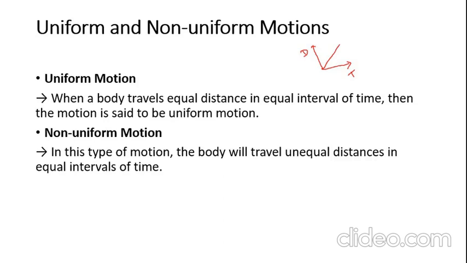Then non-uniform motion. In this type of motion, the body will travel unequal distances in equal interval of time. Let's see the graph. In x-axis, time period, y-axis, distance. A body will travel unequal distance in equal interval of time. So like this, irregular graph. This is called non-uniform motion.